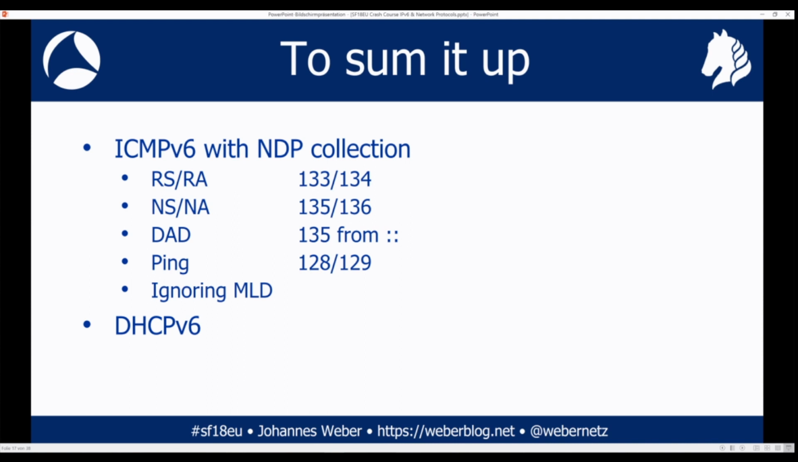Okay, to sum it up for the IPv6 part, IPv6 is absolutely crucial. You have a couple of messages: router solicitation, router advertisement, neighbor solicitation, neighbor advertisement. You have the duplicate address detection, which is a neighbor solicitation sent from the unspecified address. You have ping, of course, with IPv6. You can ignore all this multicast listener stuff. You really don't need it. There's no use case for it currently. The clients are sending them, but you don't need them at all. And you have DHCPv6.